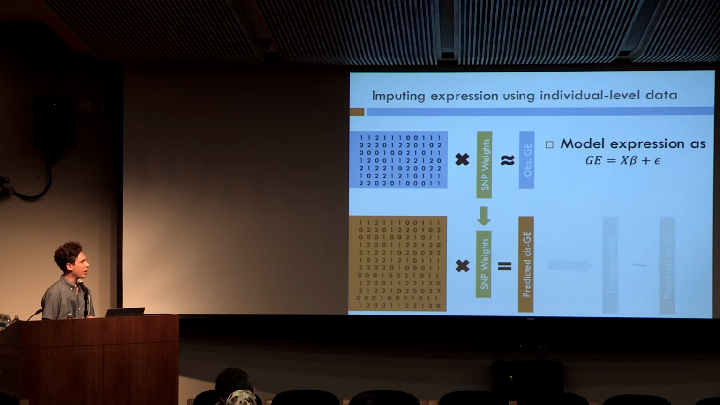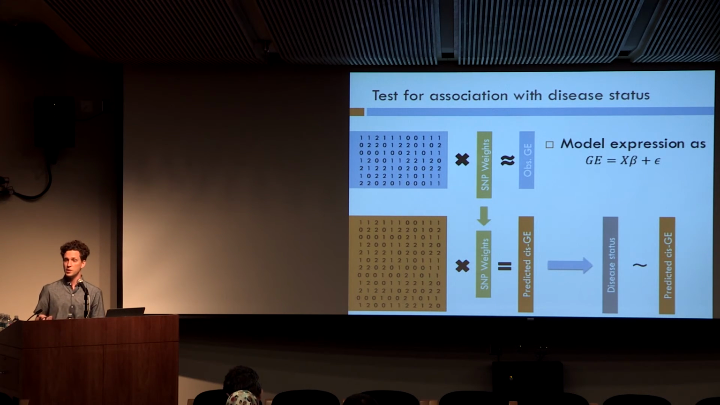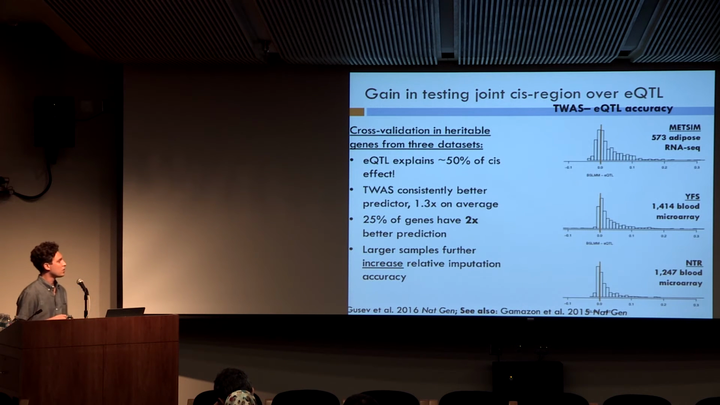So once we have that component, then we can go ahead and test for association with disease status. Now, does this work? Well, in Sasha's paper, he looked at fitting this one particular model to gene expression that takes the entire region into account. And it shows that there's considerable gain in using the entire cis window as opposed to just the top eQTL.